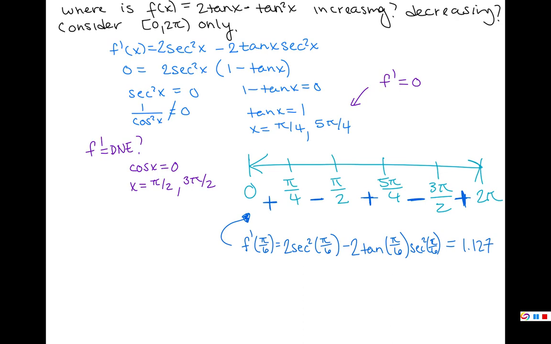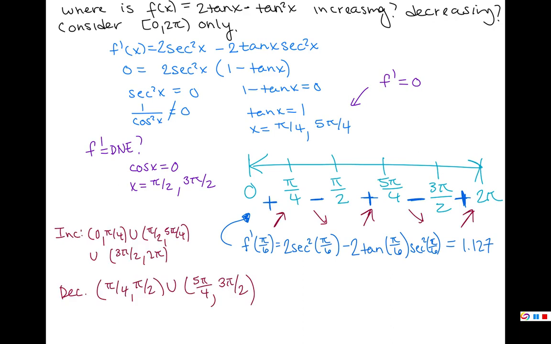Again, I know it takes a lot of thought to work with these fractional pi's, so feel free to work with degrees or decimals. But I filled out my table where I have the plus signs, the function is increasing, and where I have the minus signs, the function is decreasing. So we can say that this function is increasing from 0 to pi over 4, pi over 2 to 5 pi over 4, and 3 pi over 2 to 2 pi, and then it's decreasing from pi over 4 to pi over 2, and 5 pi over 4 to 3 pi over 2.